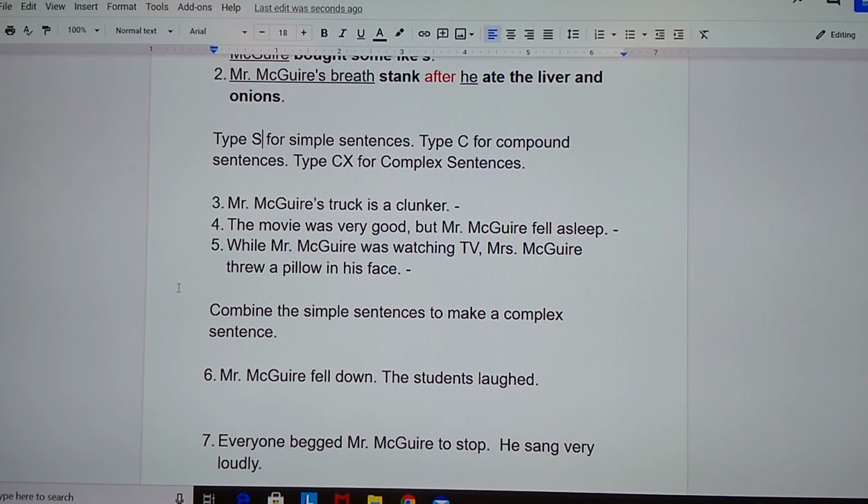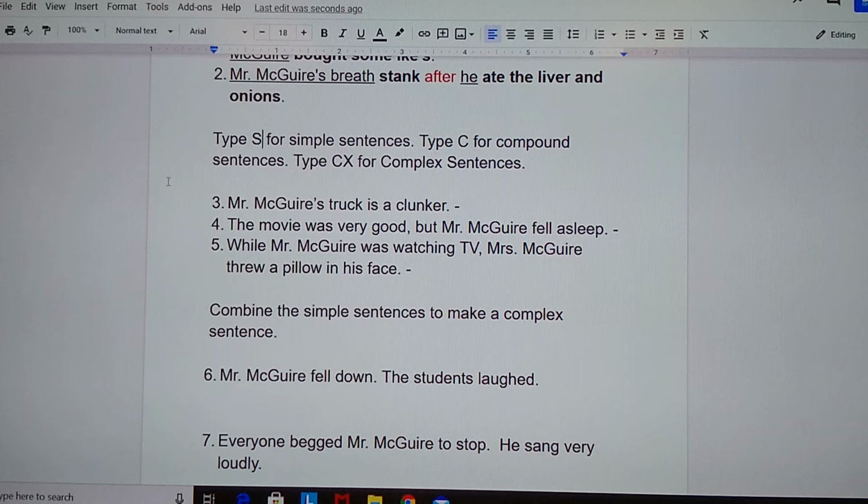All right. It says type S for simple sentences. The pattern of a simple sentence is subject, predicate. Type C for compound sentences. Compound sentence pattern is subject, predicate, comma, conjunction, subject, predicate. And then type CX for complex sentences. Joining word, subject, predicate, comma, subject, predicate, joining word, subject, predicate.